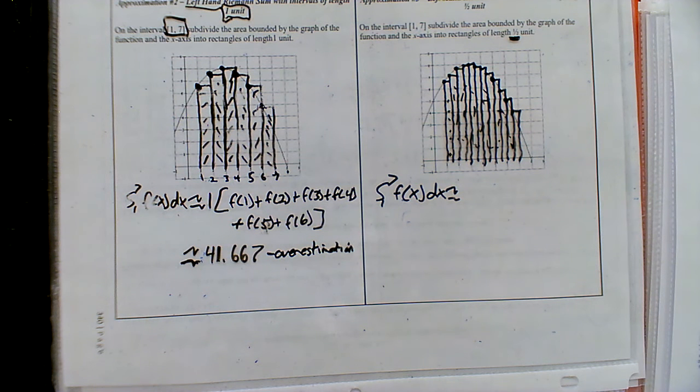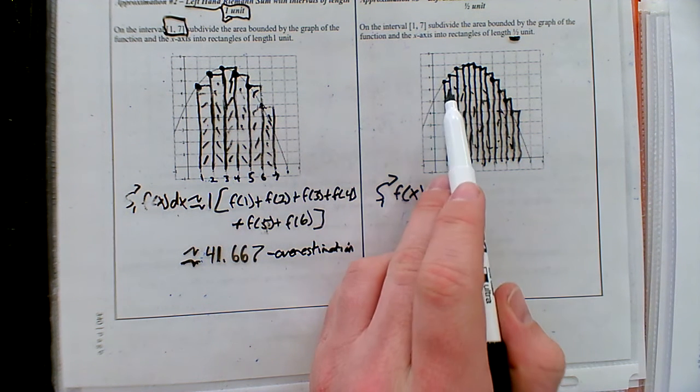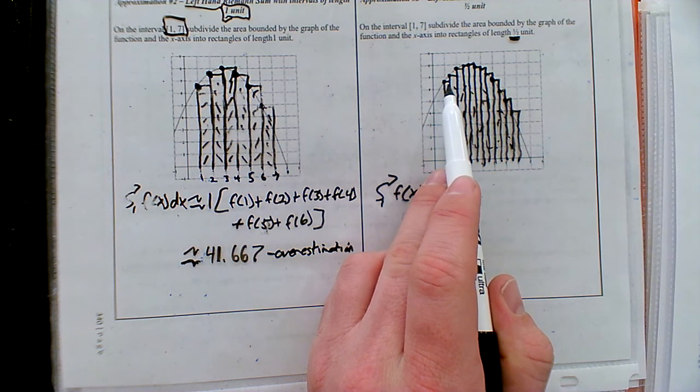And again, think about what we're doing. We're finding the area of each square, so a base times a height or a length times a width. So the length now of these are what? What's the unit?